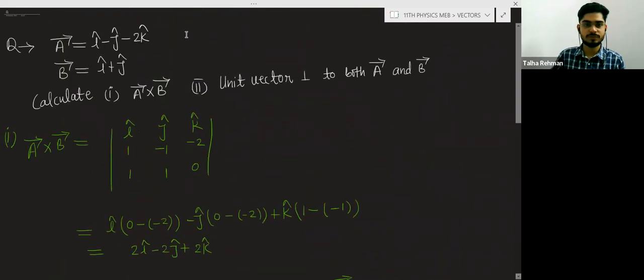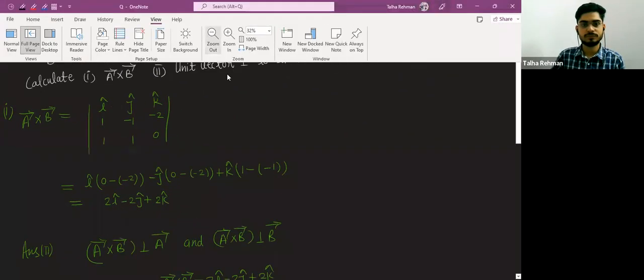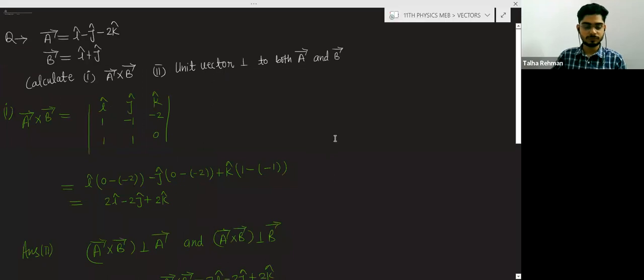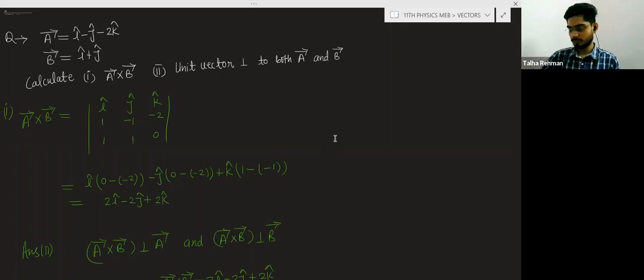Okay, note down this. So this chapter I think will be finished. We have one last topic of vector, and then we will start motion in 2 dimensions.